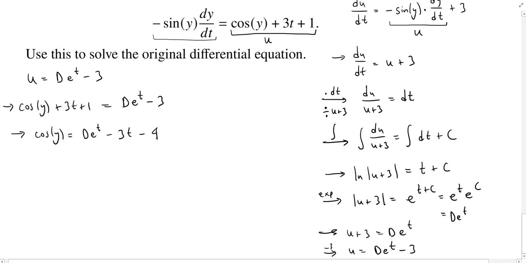At this point, I want to stop, mostly because taking the arc cosine is going to create some more issues where maybe we're not getting all the answers. So we're going to leave it at this step. And that's our solution.